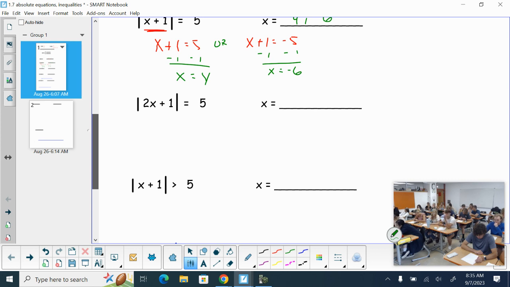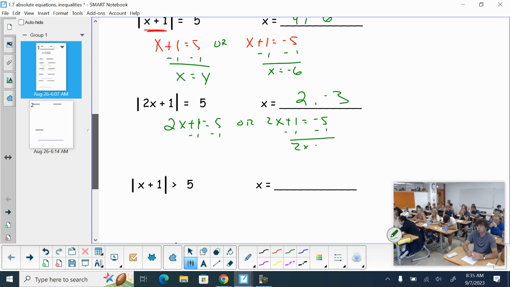Brady, what did you come up with? 2 and -3. Once again, our 2x plus 1 could equal a value of 5, or this 2x plus 1 could equal the value of -5. Okay, so we can subtract our 1, divide by 2. 2x is equal to 4, and 2x is equal to -6. Divide by 2, we get our values 2 and -3.